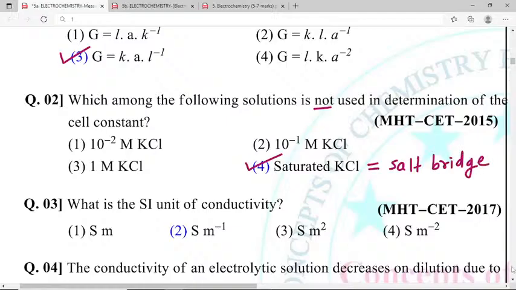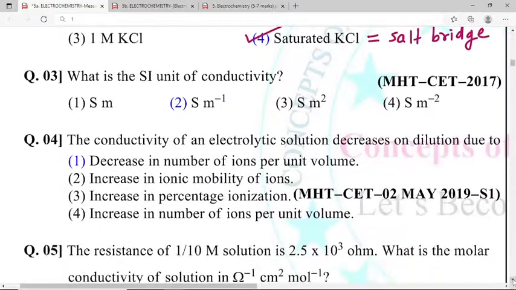What is the SI unit of conductivity? The SI unit of conductivity is Siemens per meter. It is again per ohm per meter. Okay, this is your answer: per ohm per meter, Siemens per meter.